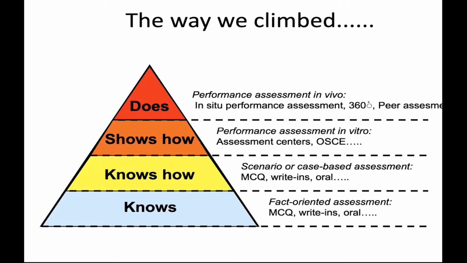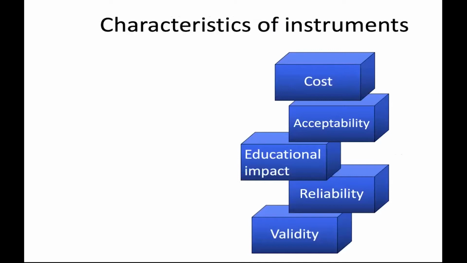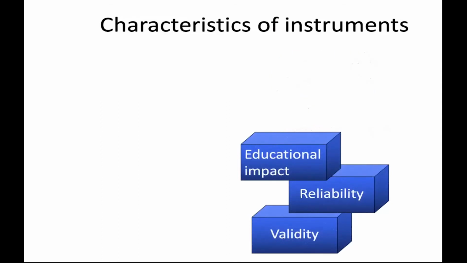And I think that we have developed all kinds of methods of assessment for each of these different layers of this competence pyramid, which is named Miller's competence pyramid. And we've been climbing that pyramid, and with each of these instruments, you can look at their quality characteristics: validity, reliability, educational impact, acceptability, cost, etc. For the sake of ease and time, I'll stick to 3 of them. And I'll look at the evidence that we have and the messages that come from the research from each of these areas.